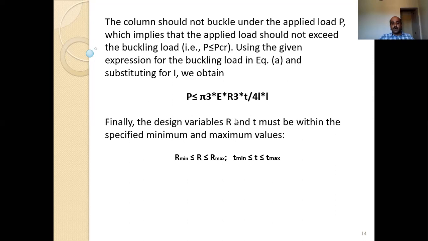Finally, the design variable R must be within the specified minimum and maximum values. So the R value, what we are showing here, you can just note it down.